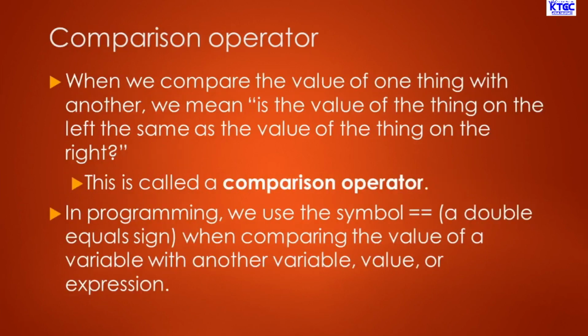The comparison operator: when we compare the value of one thing with another, we mean, is the value of the thing on the left side the same as the value of the other one on the right side? Maybe we want to compare a number and a number, and then we have the two equal signs in between them. If we want to make sure they are the same, we use the two equal signs, which we call the comparison operator.